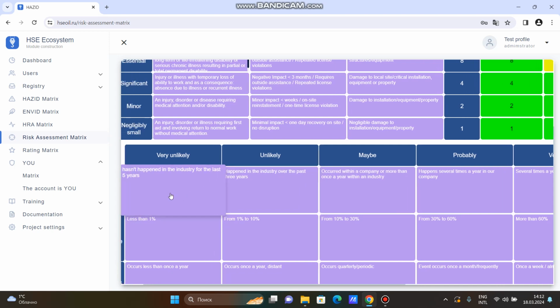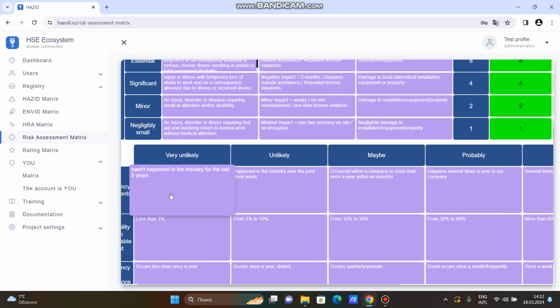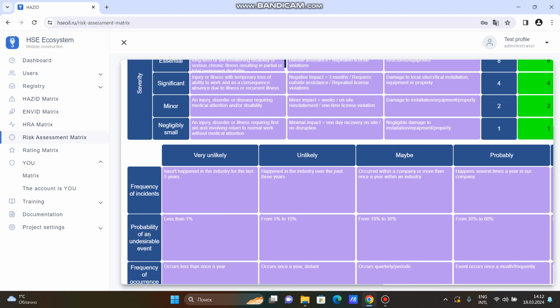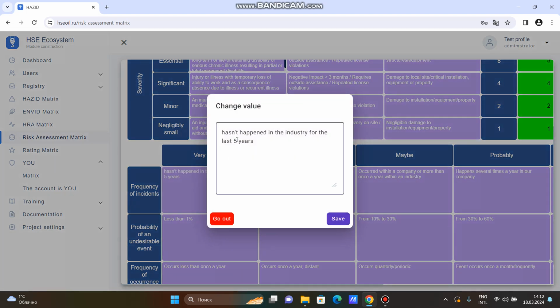And here are definitions. They are quite subjective. That's why for these levels we need some specific definitions. They are given here. What is very unlikely, unlikely, etc. How can we define them? By frequency, likelihood, and frequency of occurrence at the site. If we say that the event is very unlikely, it is when this situation hasn't occurred in the company for the last 5 years. Let's say this situation hasn't occurred in our company for the last 3 years.